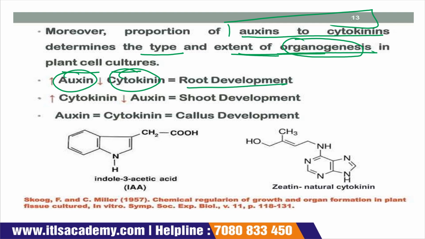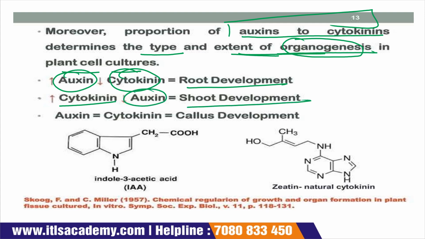Or in another language, you can say that for the development of the root we require a larger amount of auxin and a lesser amount of cytokinin. Or you can say that when auxin increases and cytokinin decreases, then the root will be developed. Now the next is, when cytokinin increases and auxin decreases, then the shoot will be developed.